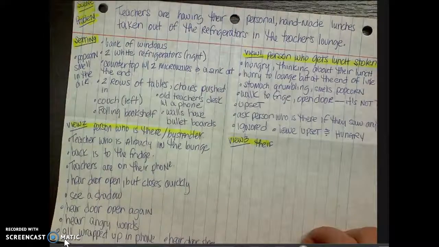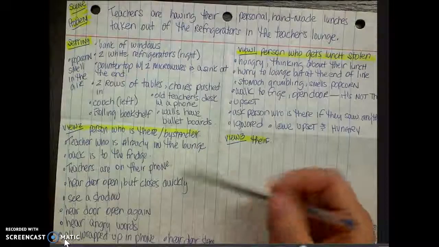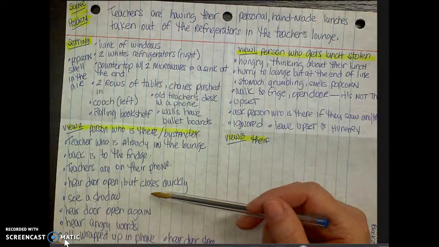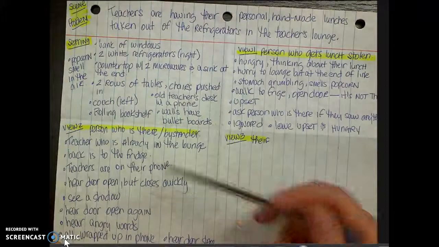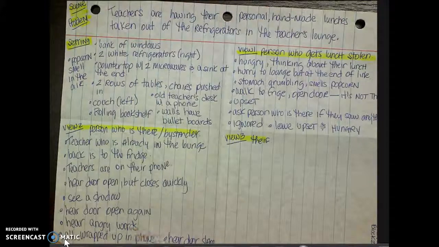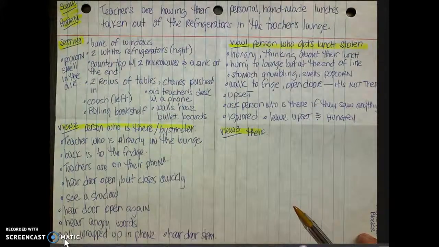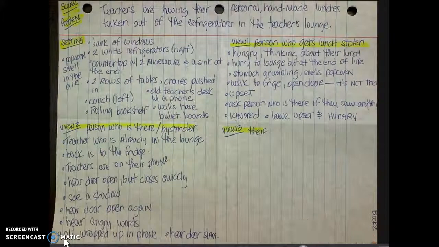So in the beginning, who is this? They hear the door open quickly. They see the shadow. Who do you think that is? Yeah, probably the thief. And then they hear the door open again. They hear the angry words. That's probably who? Yeah, the person who got their lunchbox stolen. We'll have to wait for that for another day.